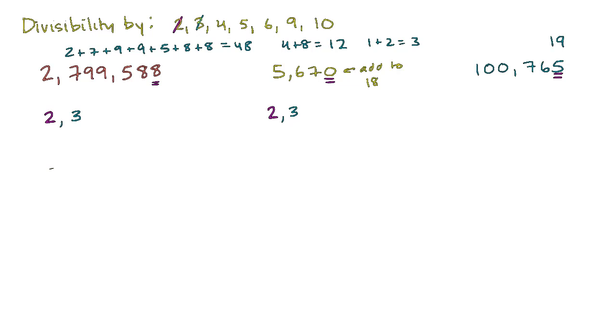Let's try 4. And to think about 4, you just have to look at the last two digits and see, are the last two digits divisible by 4? Immediately, you can look at this one right over here. It's an odd number. If it's not going to be divisible by 2, it's definitely not going to be divisible by 4. So this one's not divisible by any of these first few numbers right over here.